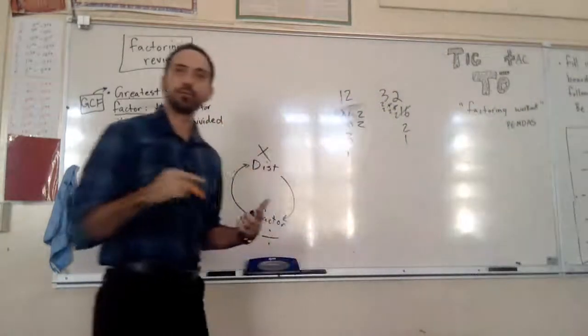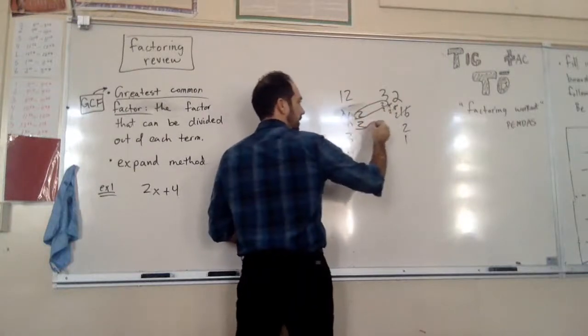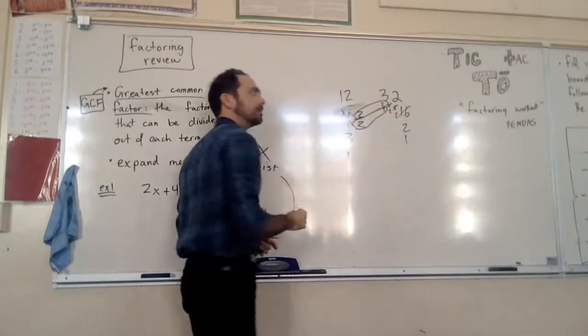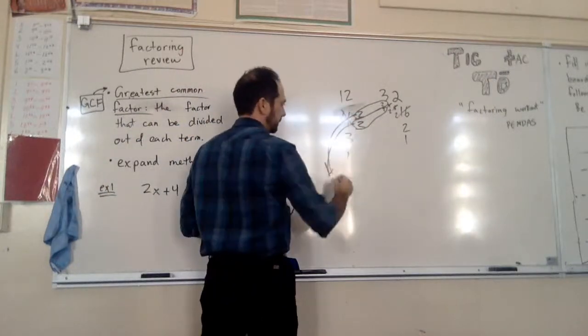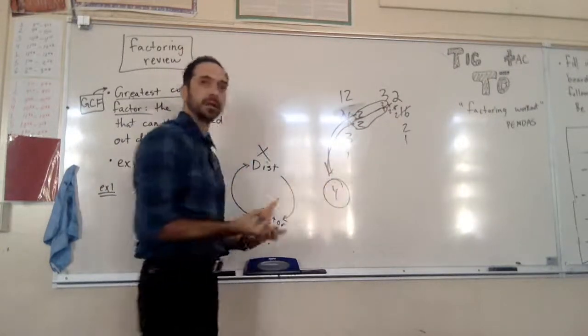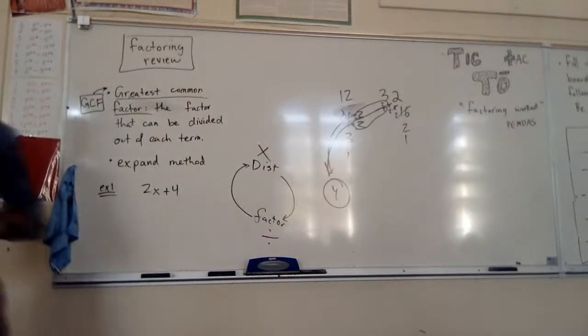What is in common between these 2? Let's see. We got a 2. We got a 2. Once you have what's in common, you multiply them together, and that is your greatest common factor. That would be the value that I'd be able to divide out of each of those.